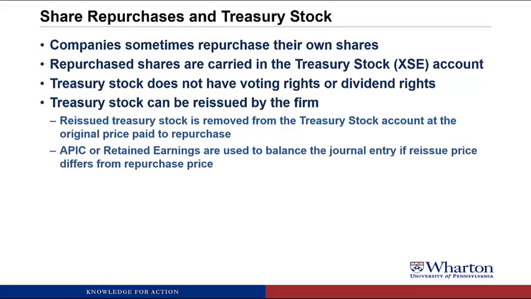And then APIC, or in some cases retained earnings, is used to balance the journal entry if we resell it for a price that differs from what we bought it for. So if we bought it at 11 but then resell it at 13, we need to do something with that extra $2. It's going to go into APIC or retained earnings because companies cannot book gains or losses trading in their own stock.